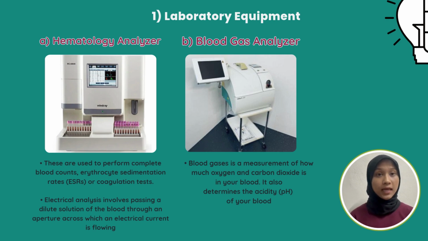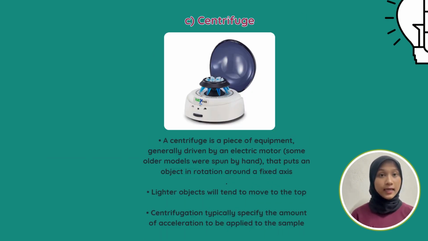The second one is the blood gas analyzer. Blood gas is a measurement of how much oxygen and carbon dioxide is in your blood. It also determines the acidity, or pH, of your blood. And the last is the centrifuge. A centrifuge is a piece of equipment generally driven by an electrical motor. Some older models were spun by hand. It puts an object in rotation around a fixed axis. Lighter objects will tend to move to the top. Centrifugation typically specifies the amount of acceleration to be applied to the sample.